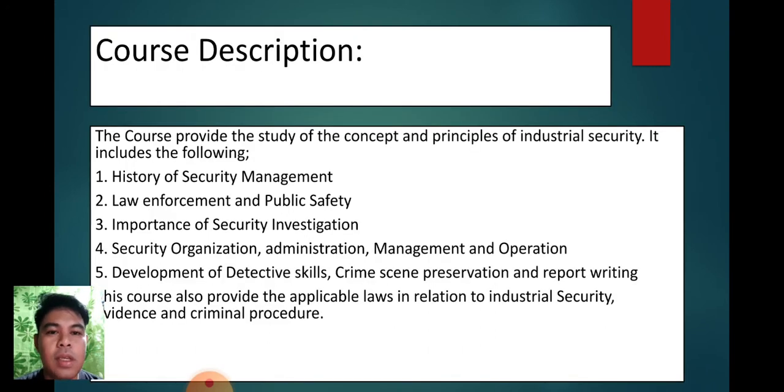Course description. This course provides the study of the concept and principle of industrial security. It includes the following. Number 1, history of security management, law enforcement and public safety. Number 3, importance of security investigation. Number 4, security organization, administration, management, and operation. Number 5, development of detective skills, crime scene preservation, and report writing. This course also provides the applicable laws in relation to industrial security, evidence, and criminal procedure.